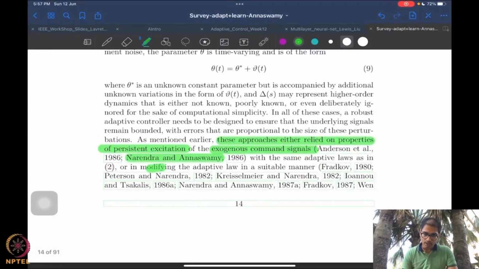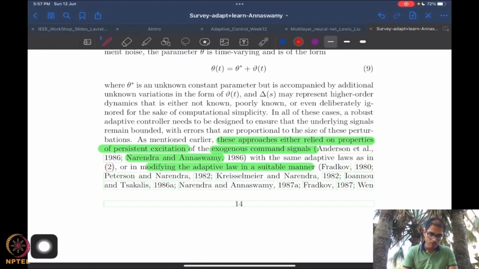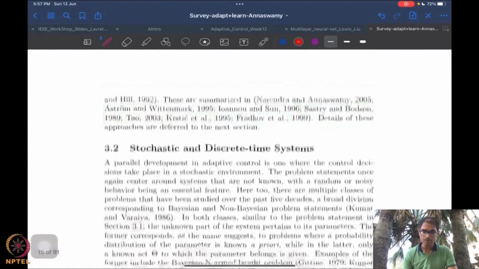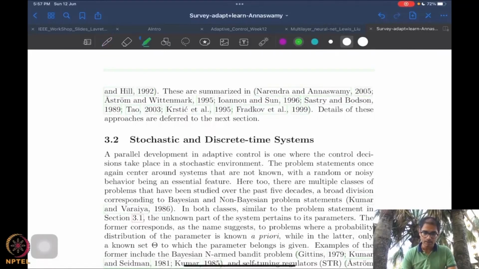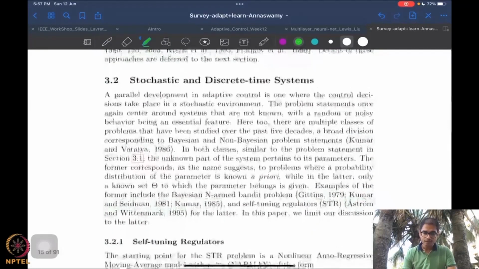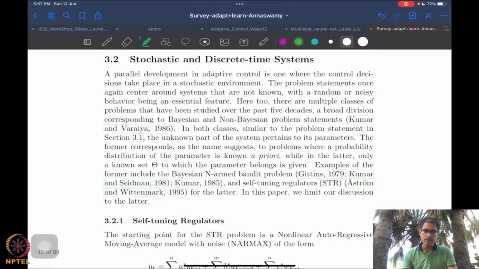Or you modify the adaptive law. So these are again the results that connect to, this is basically sigma epsilon modification. This is what helped impart robustness. Right? And so, of course, these are summarized in this result.